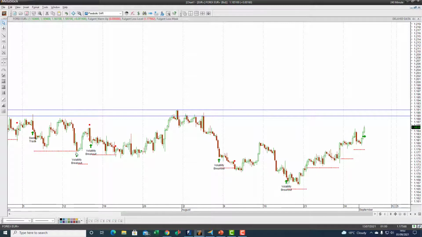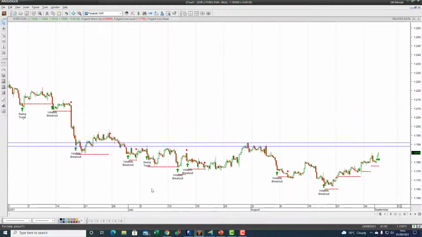We can see the other volatility breakouts there worked out well on the 12th. This one got stopped out. There was a swing trade there that worked out. And if we zoom out a little bit, we can see some of the other trades on the 4-hour volatility breakout. And then we went short there, because it's a currency, so when the AI says sell, you can go short. So there's a double trade opportunity in this currency pair.